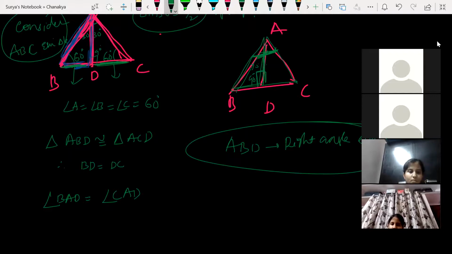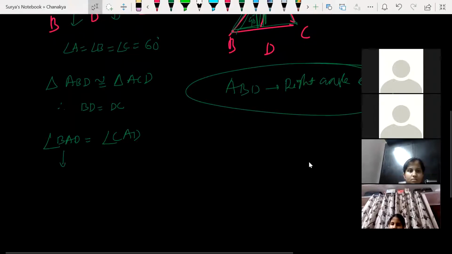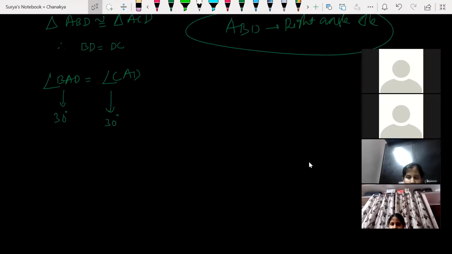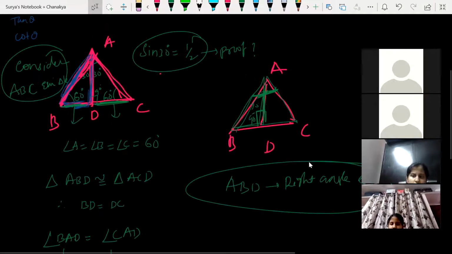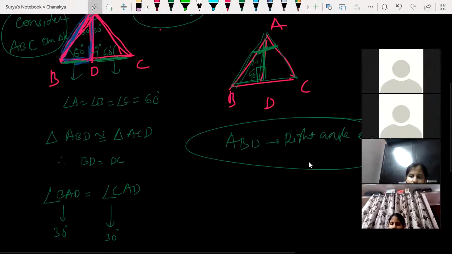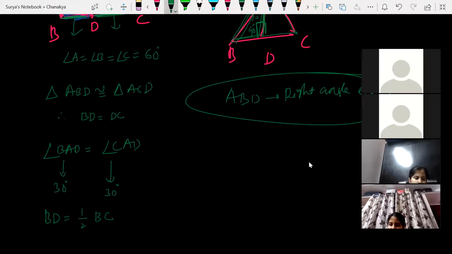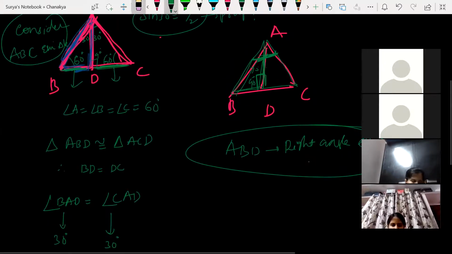Okay. Now, angle BAD I know is 30 degrees and angle CAD is 30 degrees. Yes or no? Now can I write here BD is equal to half of BC? This BC, so this BD.